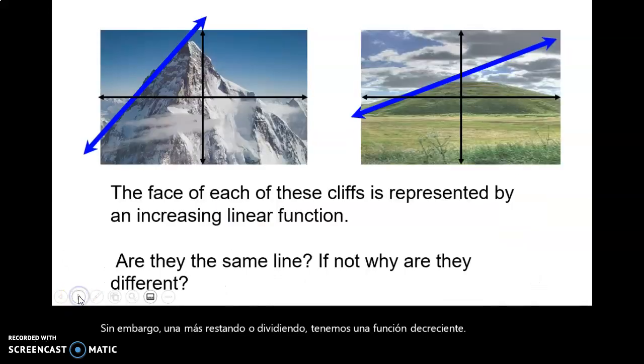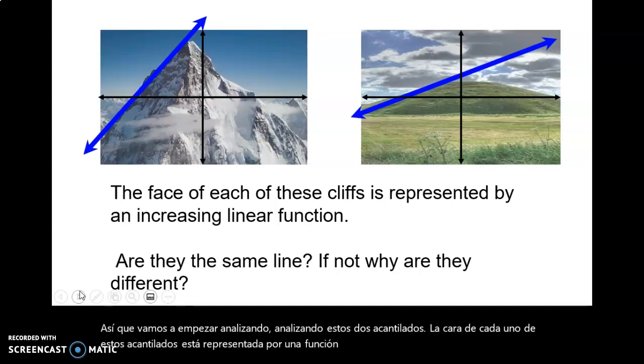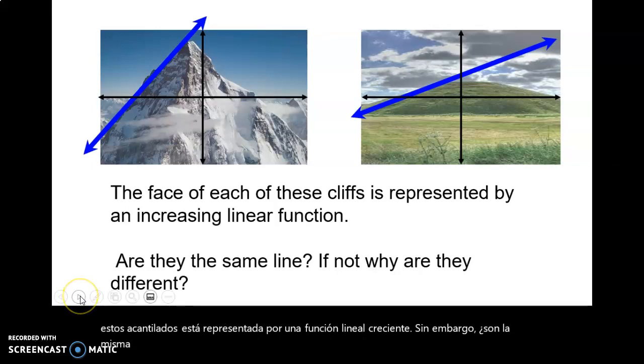So let's start by analyzing these two cliffs. The face of each of these cliffs is represented by an increasing linear function. However, are they the same line? If not, why are they different?